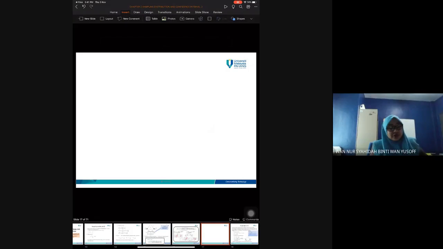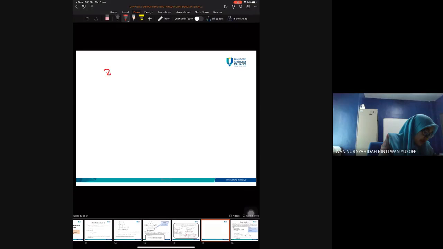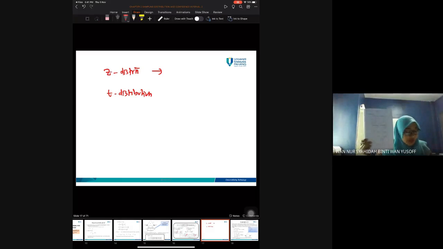Okay, so to estimate the mu, we use two distributions. We have the Z distribution, and then we have the T distribution. To read the Z distribution, these two values come from the statistical table. We call them critical values from this table. So you should know how to read your table.